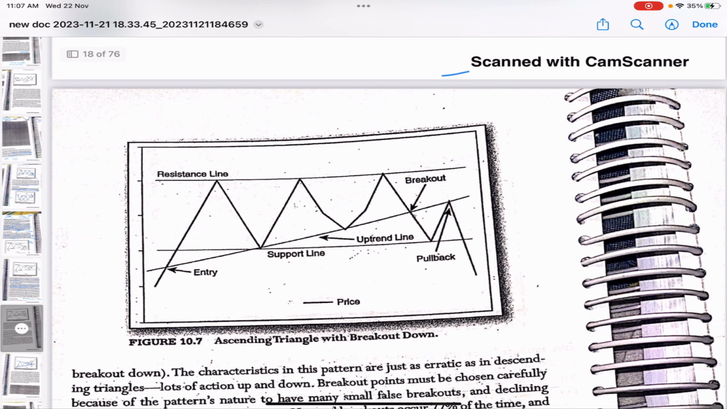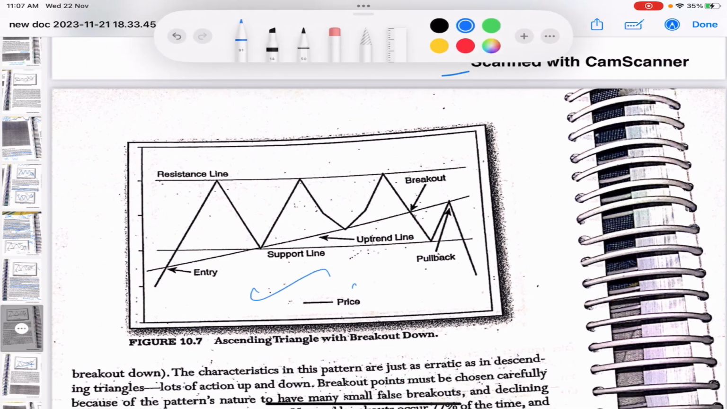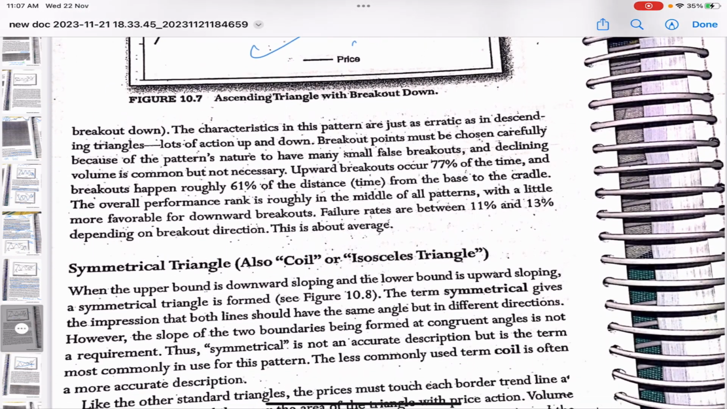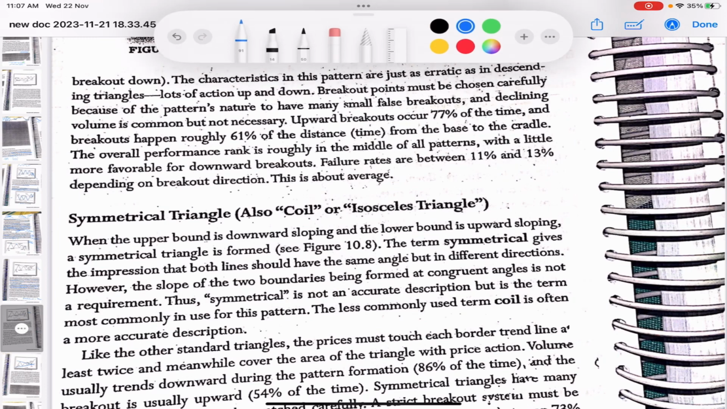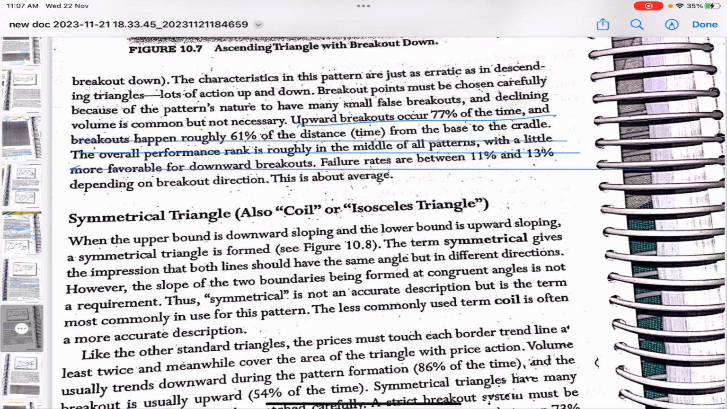Next, we have the ascending triangle. We know what an ascending triangle is. Again, similarly, a breakout on the downside is more profitable as compared to the breakout on the upside. So, upward breakouts occur 77% of the time, and the breakouts happen 61% of the distance from the base to the cradle. The overall performance rank is roughly in the middle of all of the patterns, a little more favorable to the downward breakouts. Failure rates are between 11 to 13%.